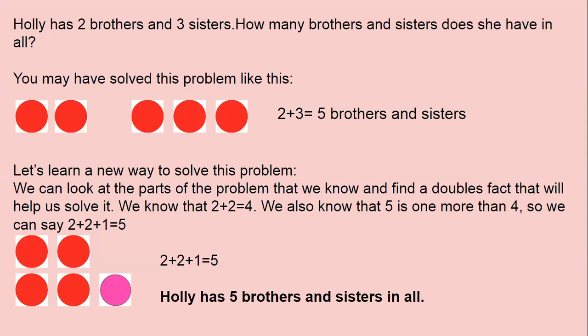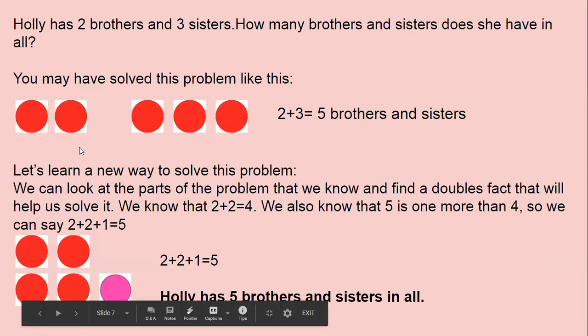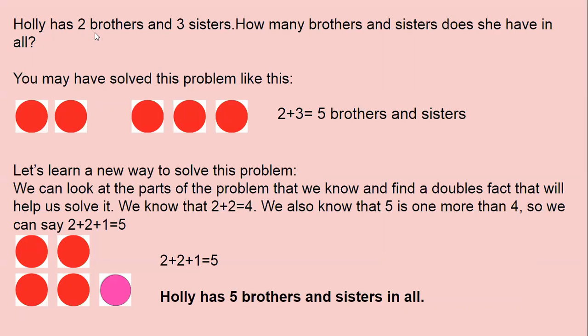Okay, now, you might have solved the problem. Holly has 2 brothers and 3 sisters. How many brothers and sisters does she have in all? Like this. You may have used your counters or drawn a model, and you might have said, oh, well, I see she has 2 brothers, so I'm going to get out 2 counters or draw 2 circles to show the 2 brothers. And I see we know she has 3 sisters, so I'm going to get out 3 counters or draw 3 circles to show her 3 sisters.